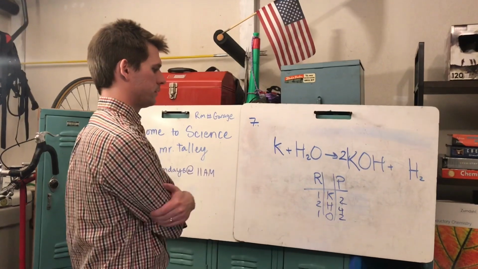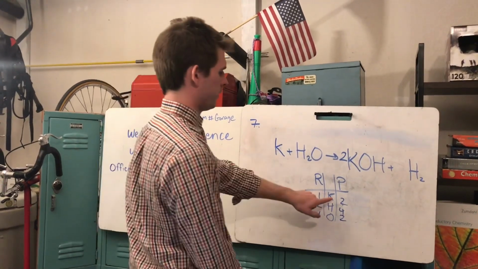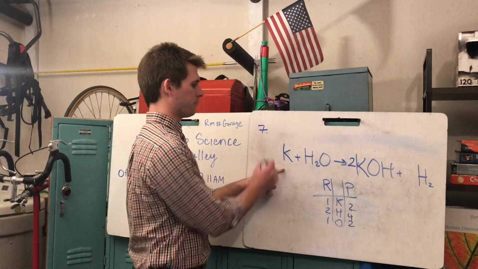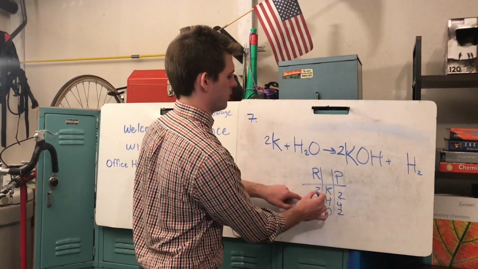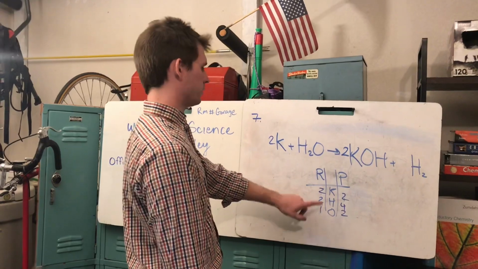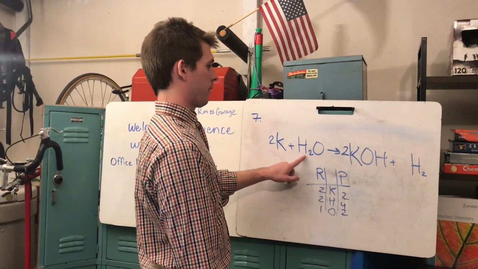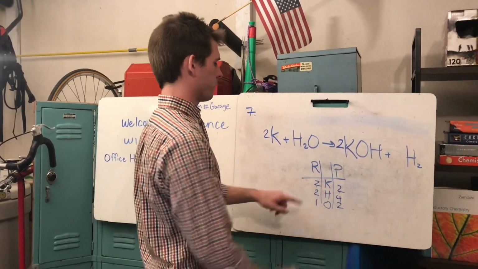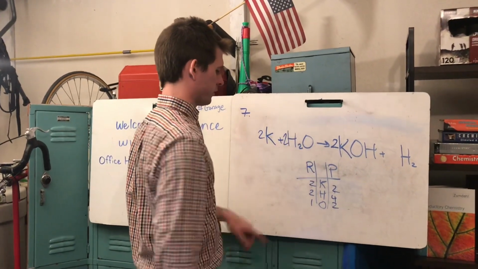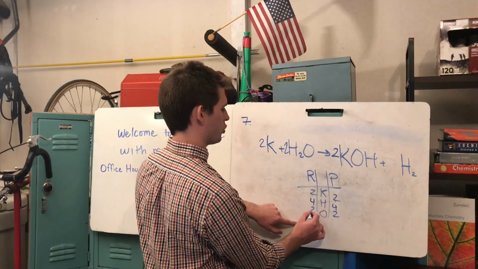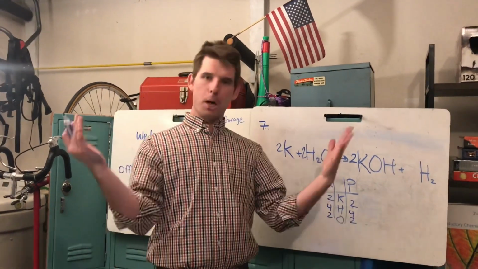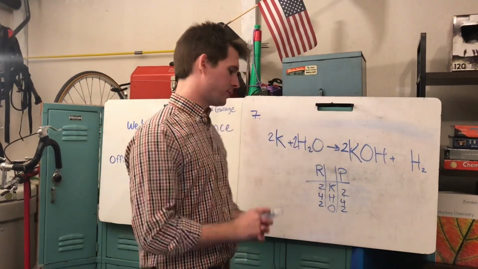Okay, so now I know I need to multiply potassium on the left by 2, and that gives me 2. And I need to multiply oxygen on the left by 2. And I also need to multiply hydrogen on the left by 2, which actually works out perfectly because I can multiply them together by 2 and I get 4 and 2. Boom! Wow, great job everyone.